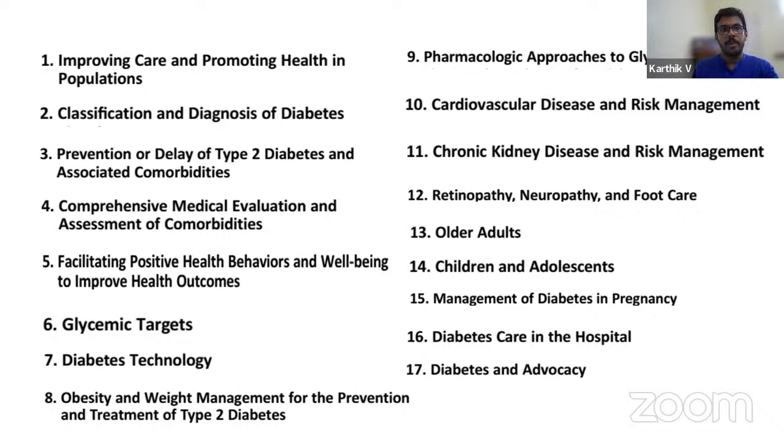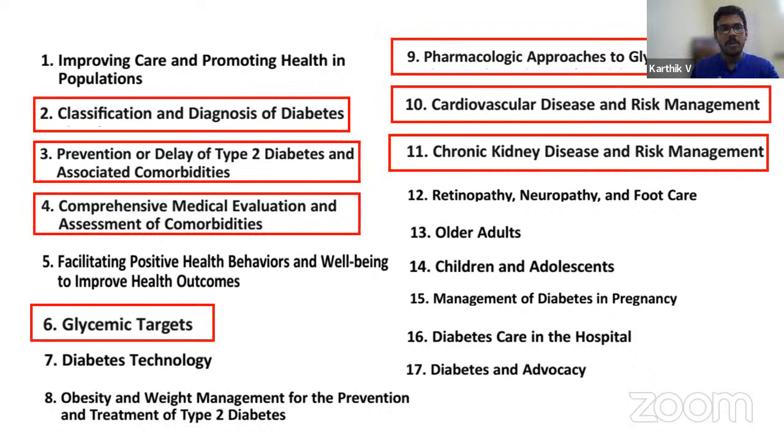Today I'll be focusing on these 7 chapters and we'll be dealing with each of them one by one. Meanwhile, you can type in your queries in the chat box and I'll be taking all the questions towards the end of the session so that the session is not interrupted. You can post your queries in the chat box in the YouTube live.